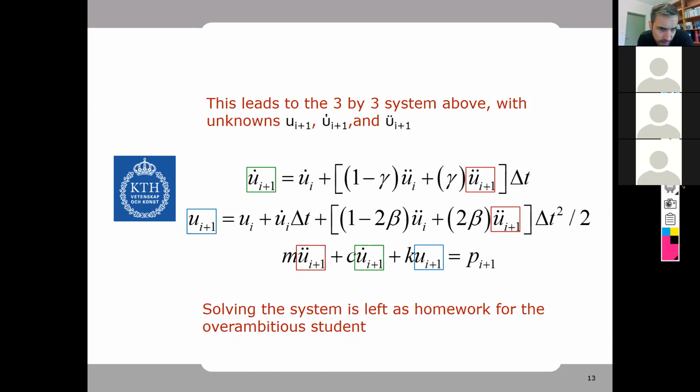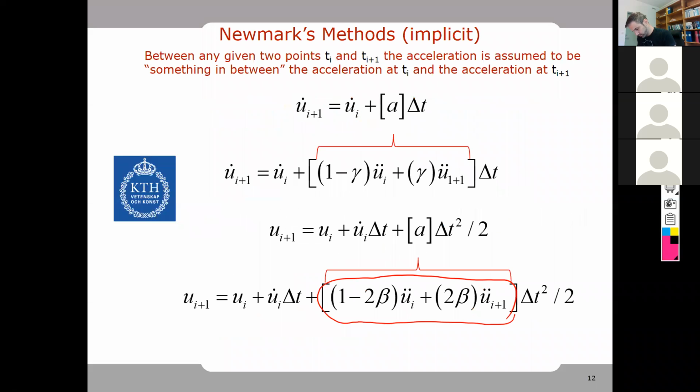I see a question, is it supposed to be ui plus 1, second row of equations? Do you mean in the previous slide or this slide? David, previous. Let's check. Here. Okay, never mind.